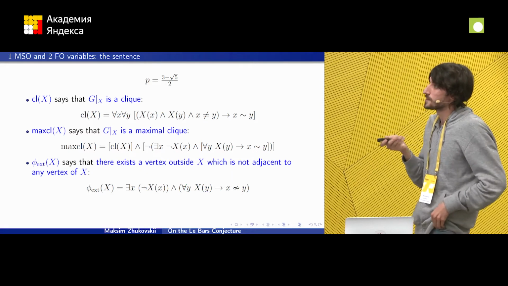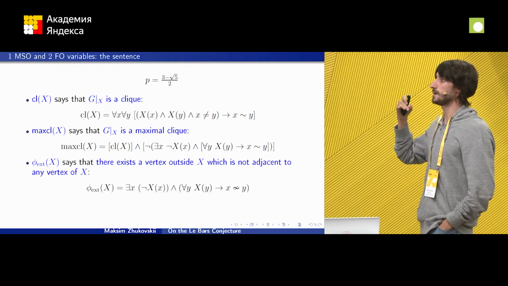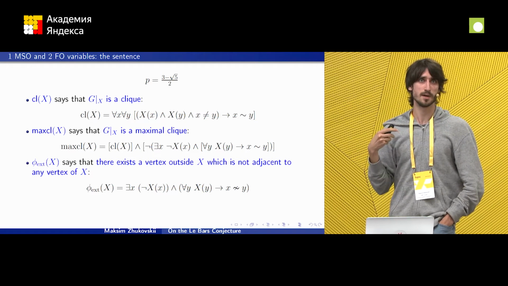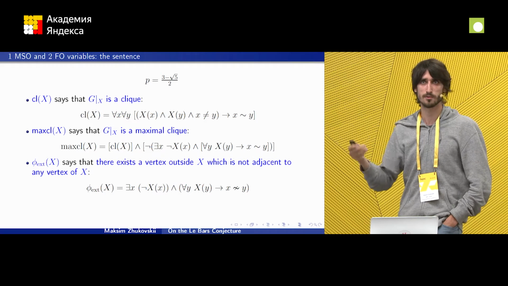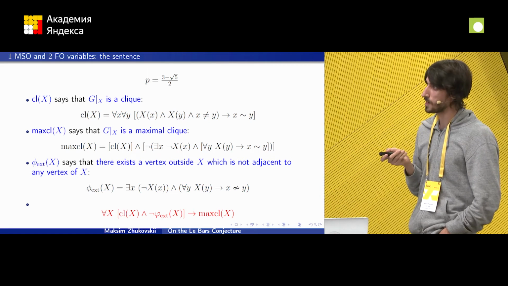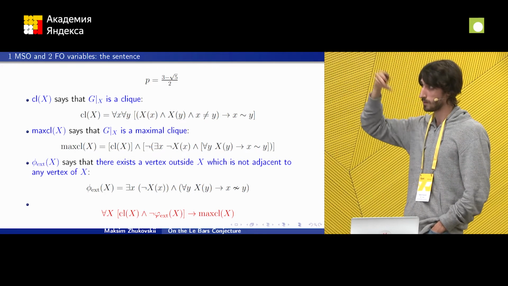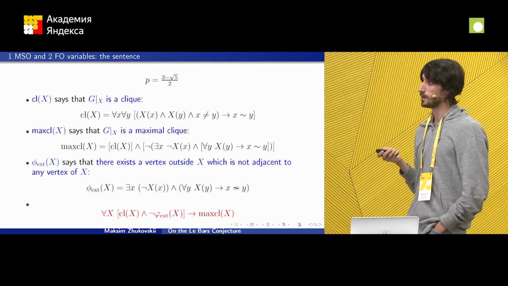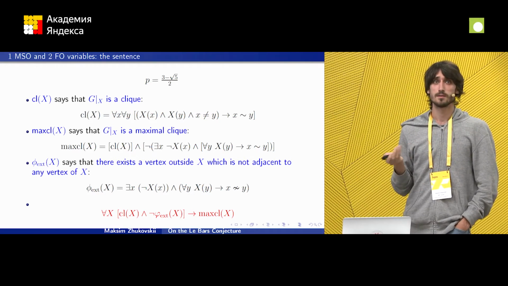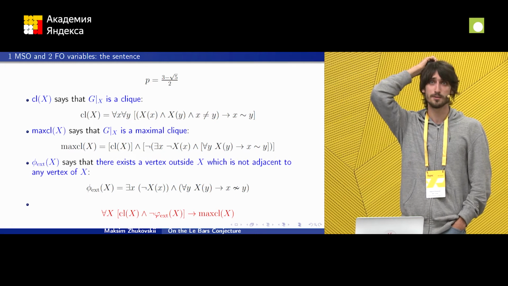Okay, and the last part of my sentence is this. It says that there exists an outside vertex, a vertex outside X, which is not adjacent to any vertex of X. So it is isolated from all the vertices in X. And then the sentence is this: for every X, if X is a clique, and there is no isolated vertex outside this set, then X is a maximal clique. So it's very simple to understand this sentence, but it's not so clear why there is no convergence.